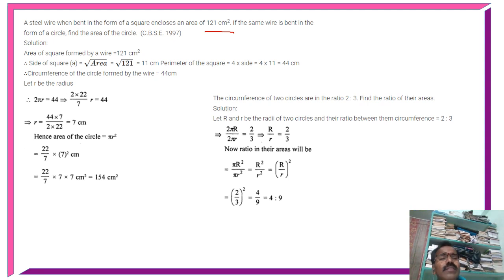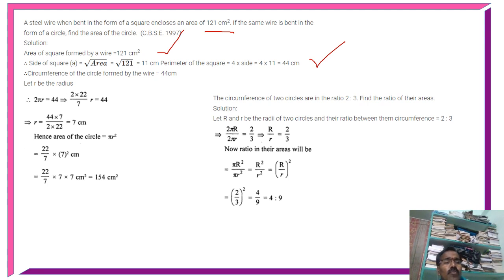We know the area of a square is side square. Side equals root over area, because a square can change to a root. Root over 121 is 11 centimeters. Perimeter of the square is 4 into side, 44 centimeters. According to the question, the circumference of the circle and the perimeter of the square should be the same, because we are reshaping square to circle. That is why both should be the same. Area might be different, but the circumference is the same.